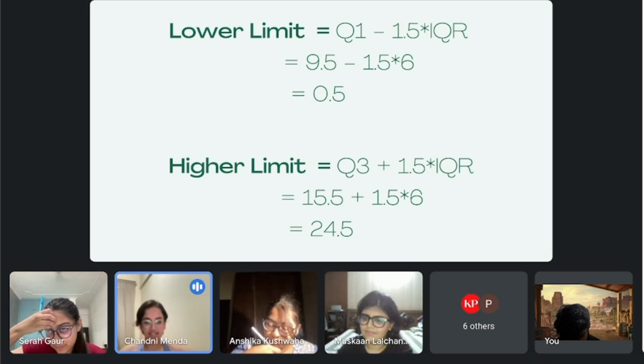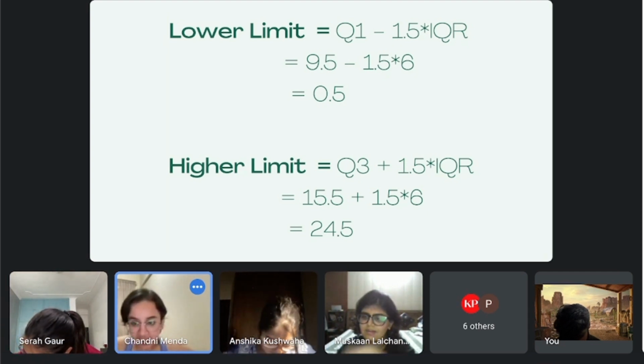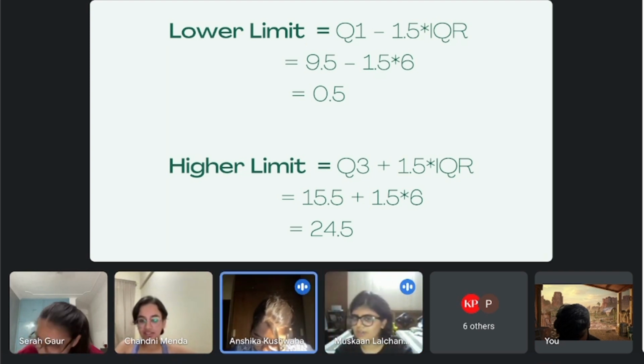That's it. I mean, when I come to math, it's basic. But yeah, we got the lower limit and higher limit for everything, which should be 0.5 and 24.